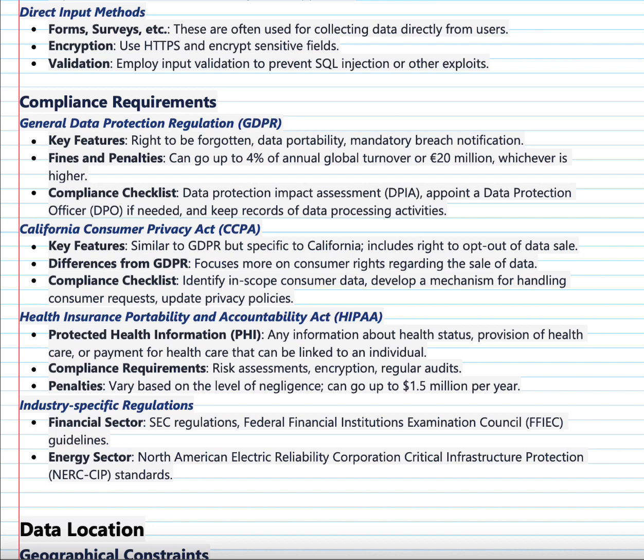So we're going to talk about 4 different ones. You've got your GDPR, you've got your CCPA, which is your California Consumer Privacy Act, and then you have HIPAA, which is Health Insurance Portability and Accountability Act. And then there are a few others, obviously, your industry-specific regulations that we'll get into. So your compliance requirements around GDPR. Some key terms you can remember are the right to be forgotten, data portability, and mandatory breach notification. Those are key points that you may see or hear about in your CISSP.